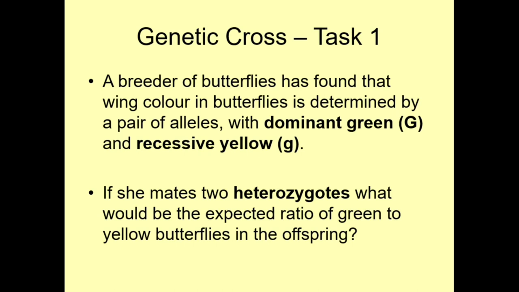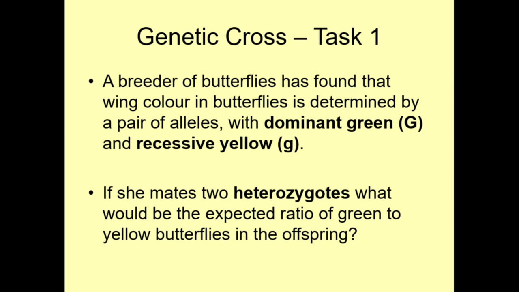So we know that we have two different alleles for the character of wing color. We've got green or yellow. Green is dominant, yellow is recessive. If she mates two heterozygotes, what would be the expected ratio of green to yellow butterflies in the offspring? Okay, so if she mates two heterozygotes, what would be the expected ratio of green to yellow butterflies? So just do a simple Punnett square like we did on the previous slide to work this out.